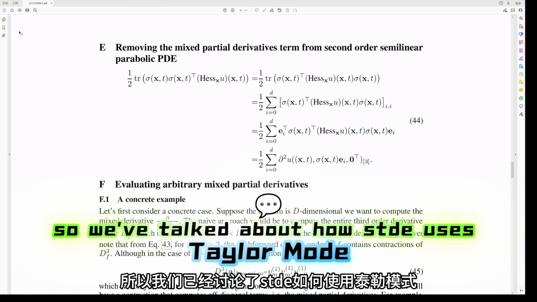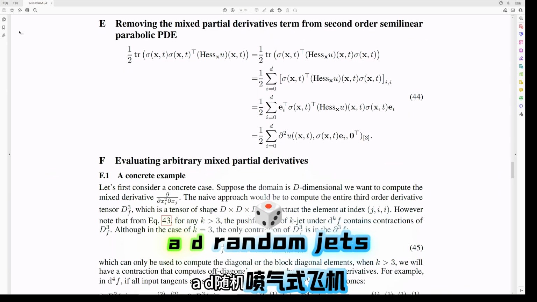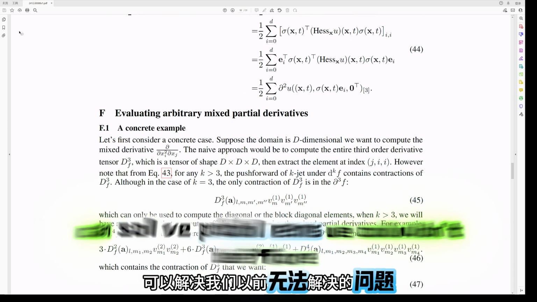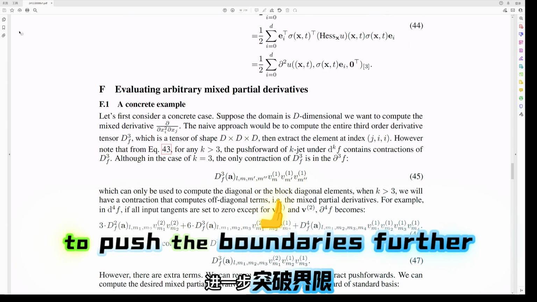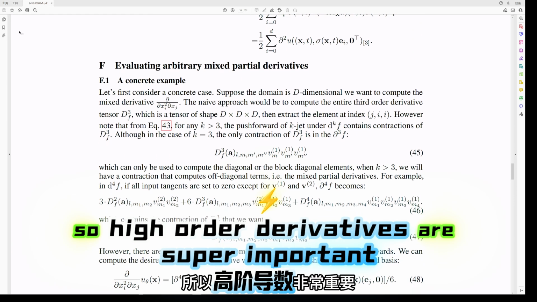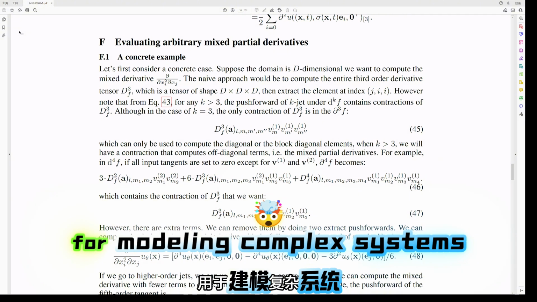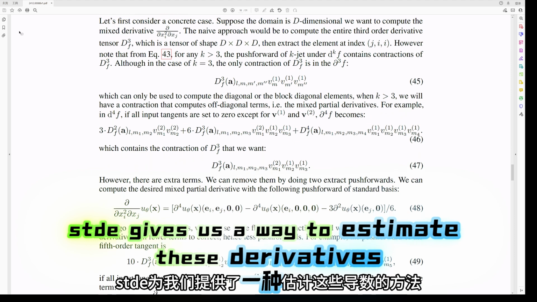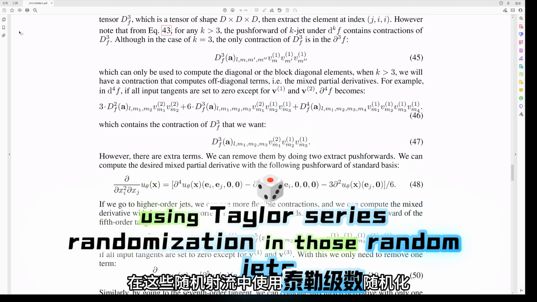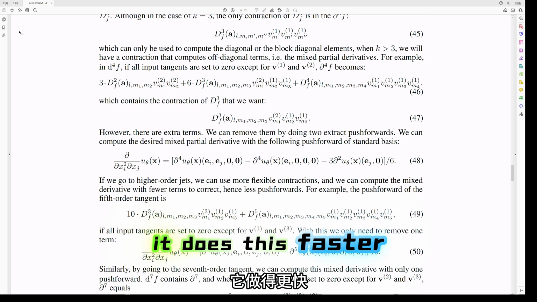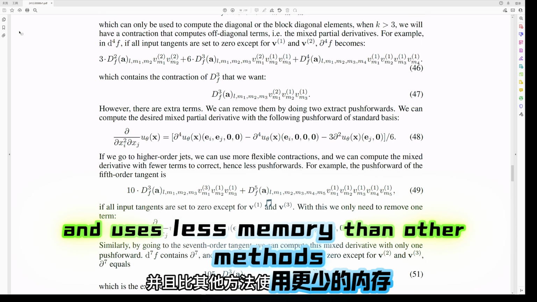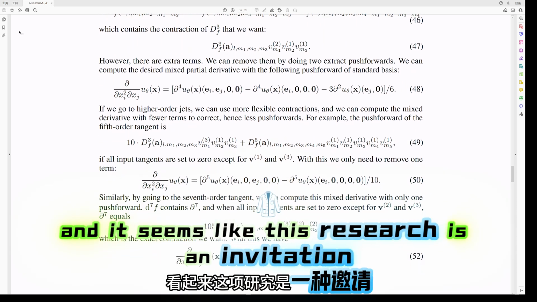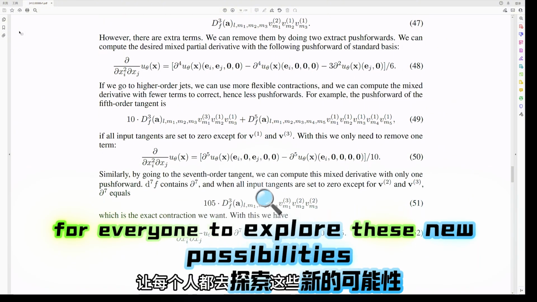So we've talked about how STDE uses Taylor mode, random jets, approximates derivatives, performs better than traditional methods, can solve problems we couldn't before, and incorporates things like weight sharing to push the boundaries further. What's the takeaway? High-order derivatives are super important for modeling complex systems, but they're hard to compute. STDE gives us a way to estimate these derivatives using Taylor series randomization and those random jets. It does this faster and uses less memory than other methods and lets us solve problems that were previously impossible. Amazing. And it seems like this research is an invitation for everyone to explore these new possibilities.